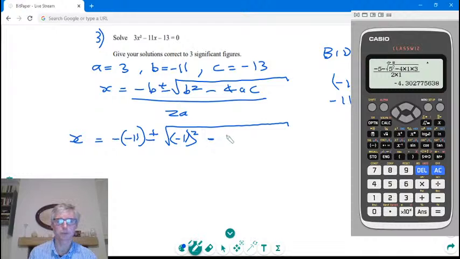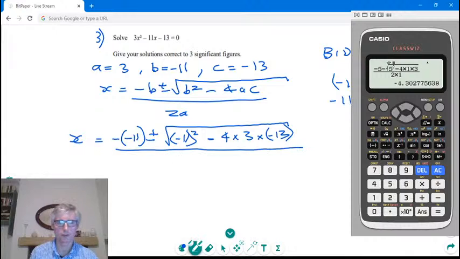So now we've got to go over minus 4 times the a, which is 3, times by the c, which is minus 13, and then that is all over 2 times by the 3. So what I'm going to do is just get that onto the calculator again. So again, this is just a case of substituting into my calculator.